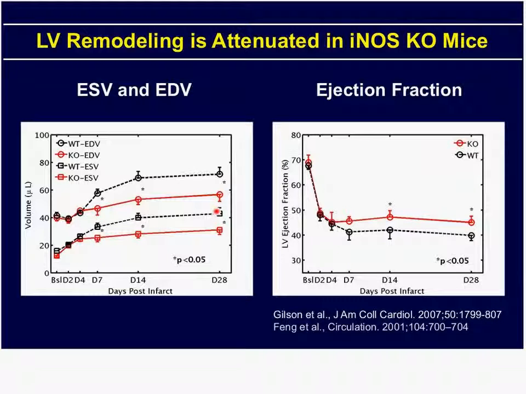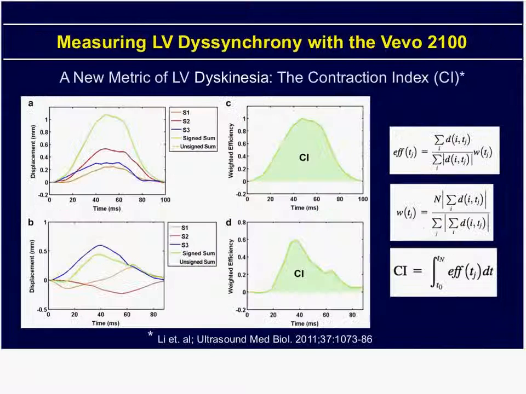So these differences were big enough that, yes, we did wind up with statistical differences in ejection fraction in this case. We reached significance at day 14. It was maintained at day 28. But what we really wanted to talk about here was cardiac desynchrony.